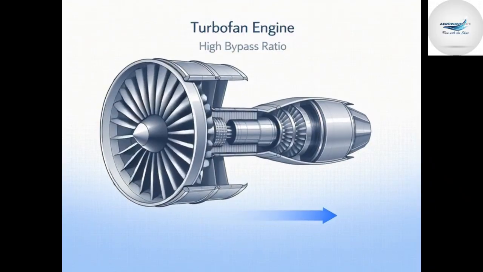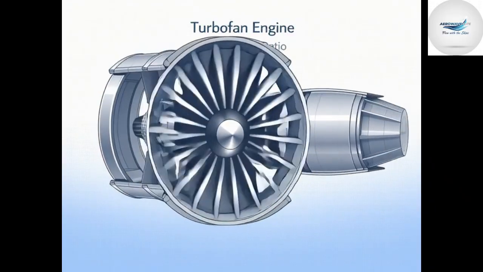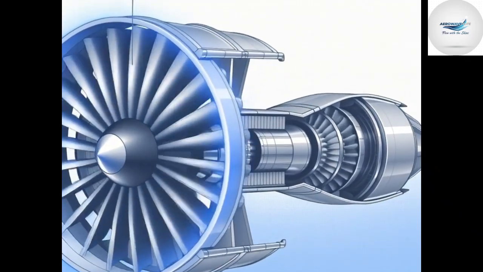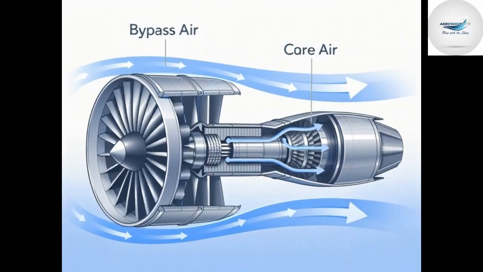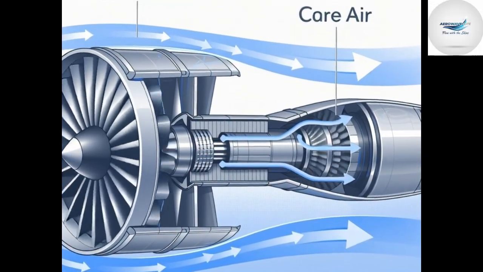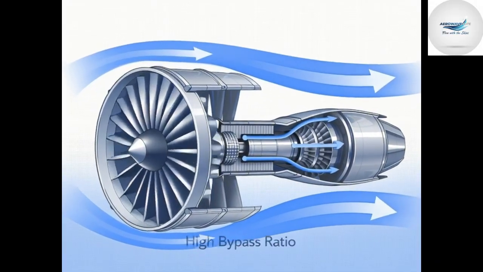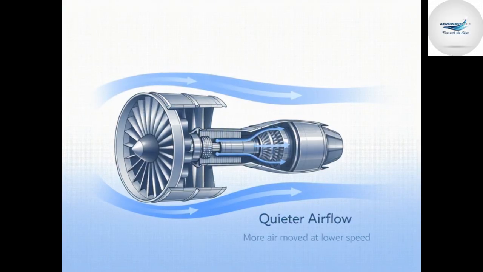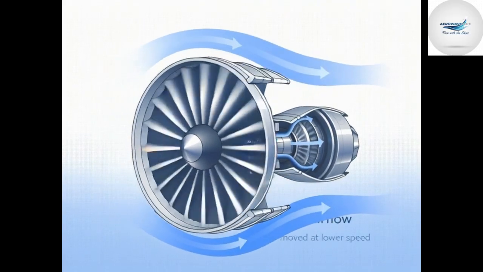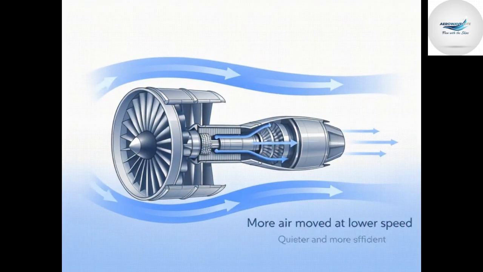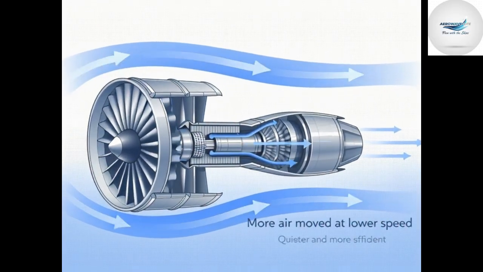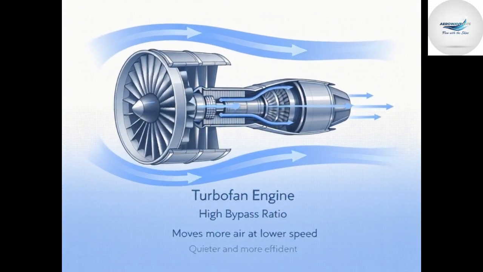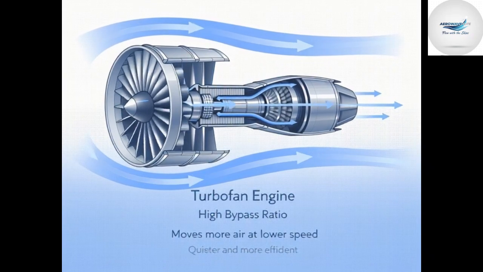Jet engines increase exhaust velocity to produce thrust. The greater the change in momentum of the air, the greater the thrust produced. Most aircraft use turbofan engines. This large front fan pulls in a huge mass of air and accelerates it for more thrust. It divides airflow into bypass air around the engine and core air through the engine. In a high bypass engine, thrust comes from the large mass of air flowing around the engine rather than the core. This high bypass turbofan produces quieter airflow and less noise, as it moves more air at lower speed, making it quieter and more fuel efficient. Hence, a high bypass engine produces thrust by moving more air at lower speed.